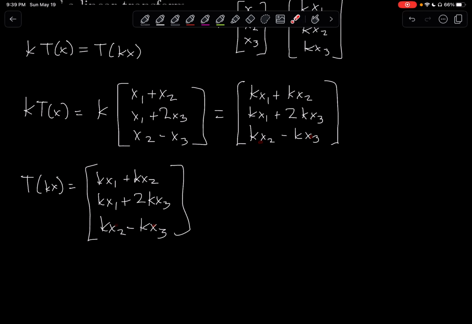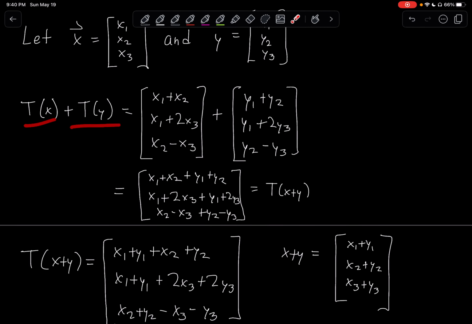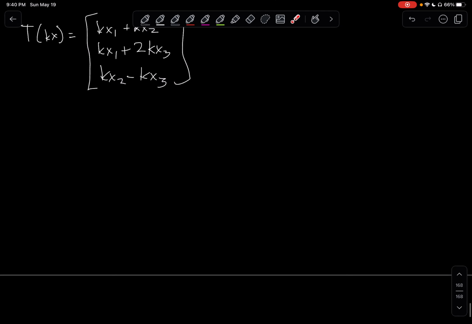So I've proven both cases. I've proven that kT of x is equal to T of kx, or really, I should have said T of kx, right? And then I've also shown that T of x plus T of y is equal to T of x plus y. So now I can say something along the lines of, therefore, T is linear, right? That's what I can say.